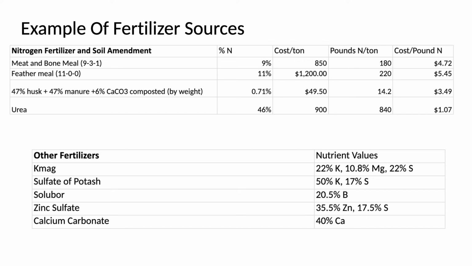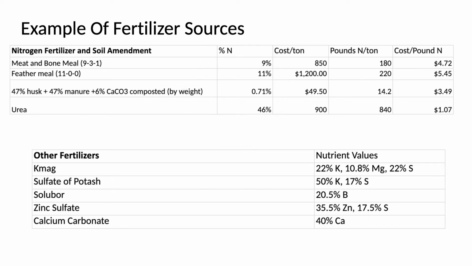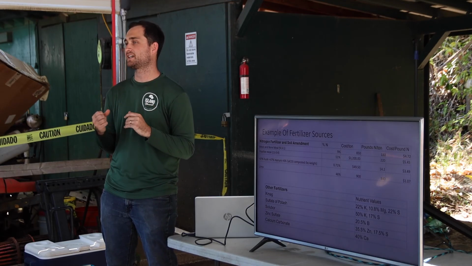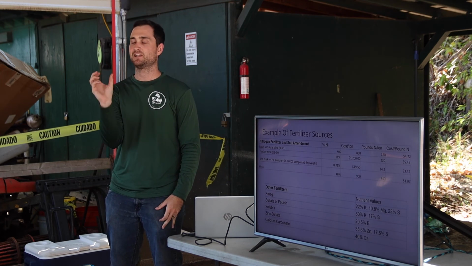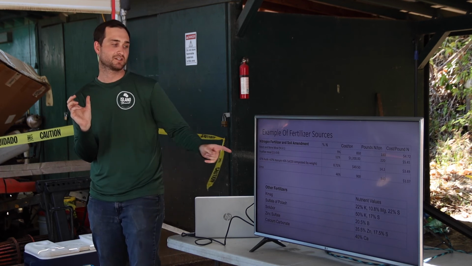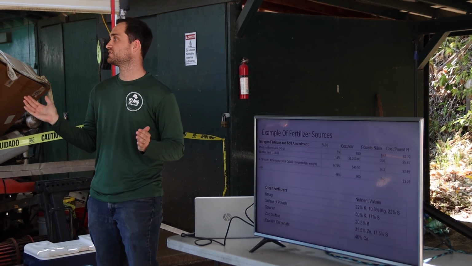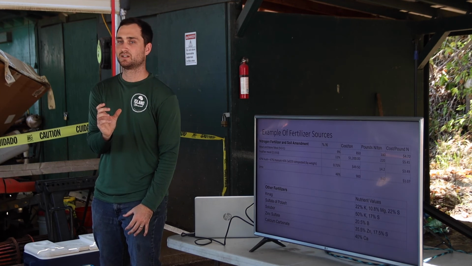It's 9% nitrogen, that first number, and 11% nitrogen for the feather meal. And just as a comparison, urea, which is a conventional synthetic fertilizer, is 46%. So it's quite a bit more. When I'm saying we're removing 60 pounds of nitrogen, I'm not talking about 60 pounds of fertilizer, it's of the actual element of nitrogen. So if you're putting on a fertilizer that's 11% nitrogen, you need 100 pounds of fertilizer to get 11 pounds of nitrogen.